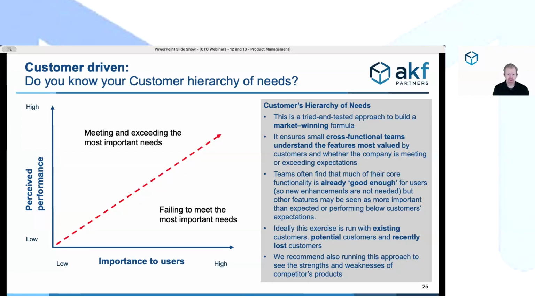So make sure that you're meeting and exceeding the most important needs, but also recognize where you're failing to meet your customers' most important needs across your product line and all of the capabilities that it has.